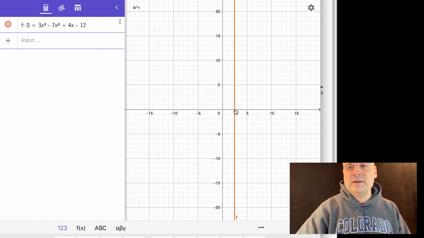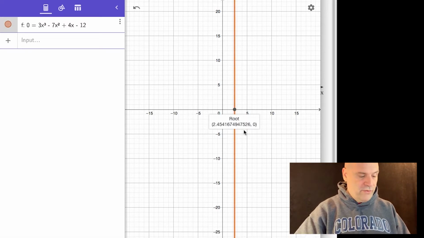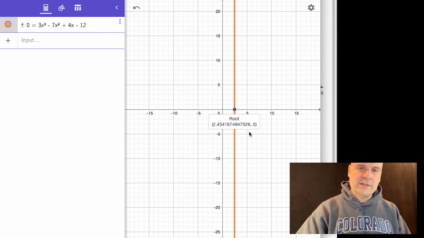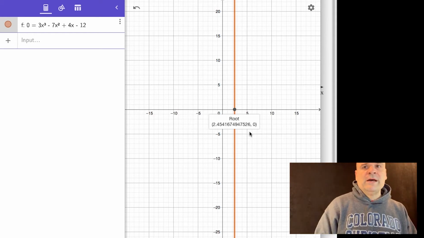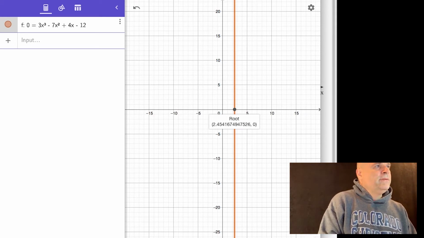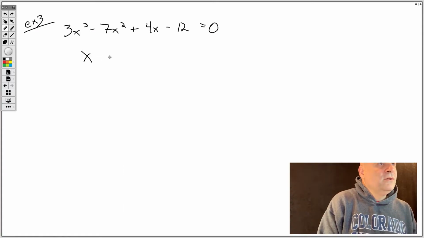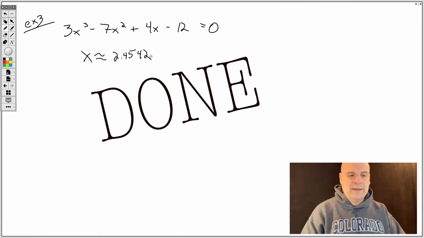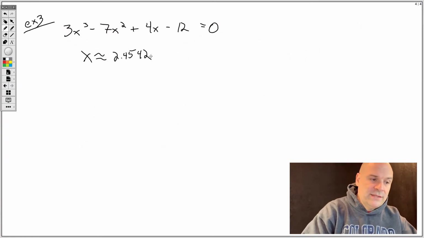So if I click over here, I have a root. It is 2.454167-ish. So you can round that to the nearest whatever. So our x, our only real root, is approximately 2.4542-ish. Okay, so that is example 3, that's all it is.